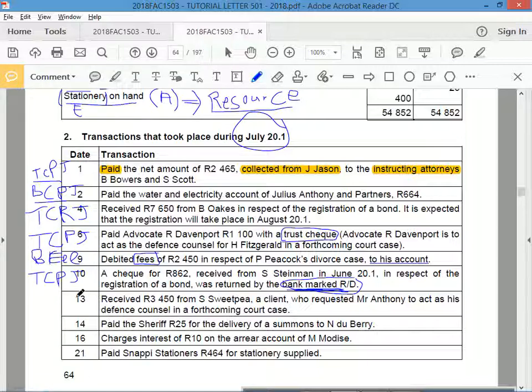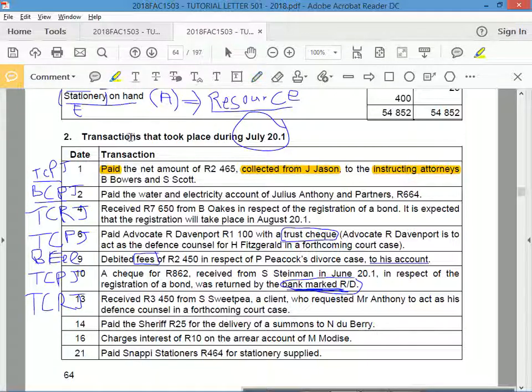Okay, Lamise, what's this one? 13. Let's have a look. Received this amount from S, a client, who requested A to act as his defense counsel. So you are receiving money from a client, because you are going to be required to represent them. This money is the client's because you are going to be defending them. So trust CRJ is correct.